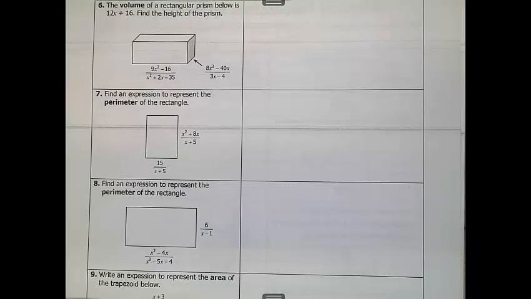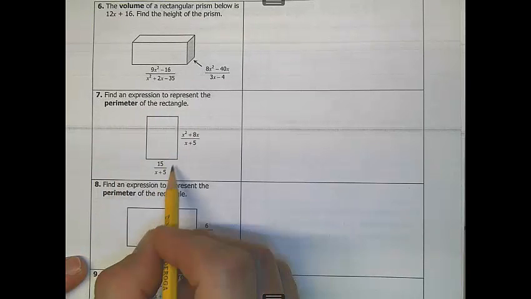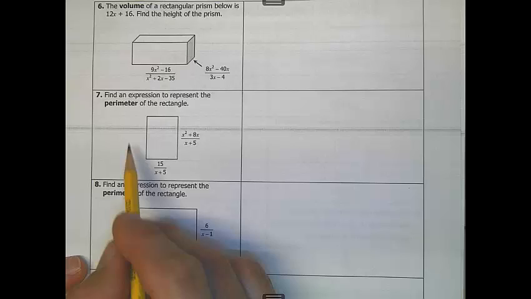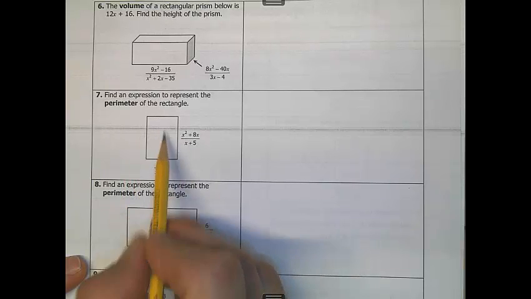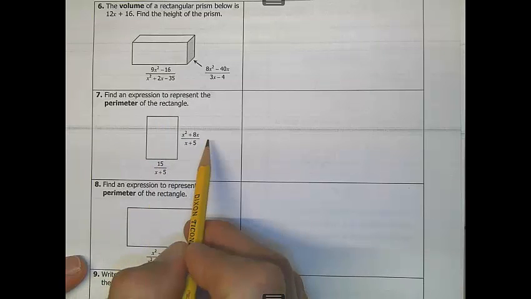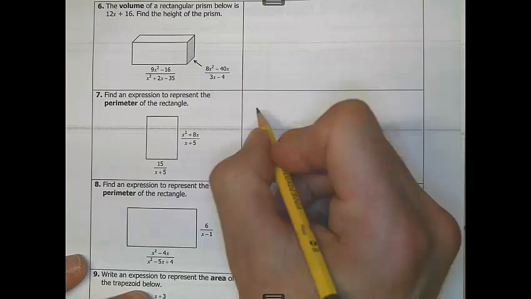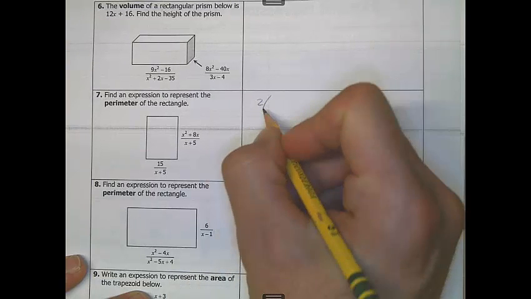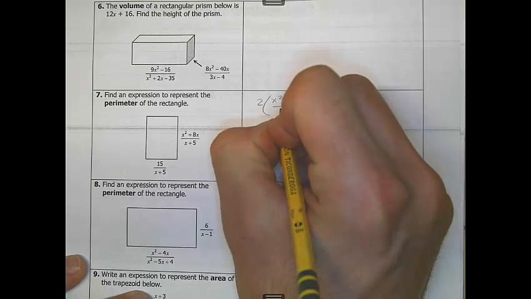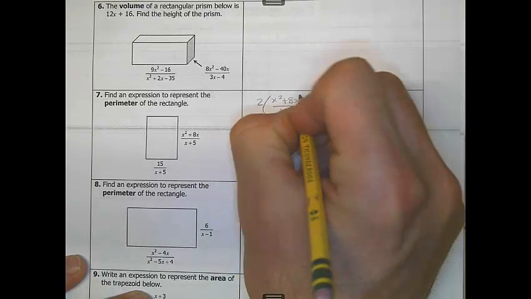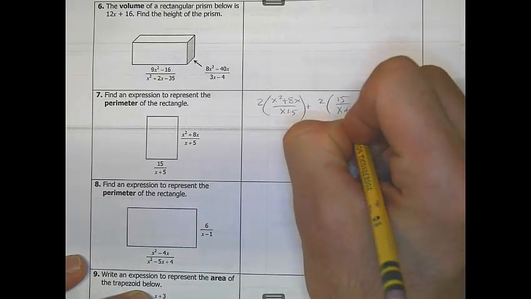Let's just try a few more here. Number 7, we want an expression to represent the perimeter. Perimeter, we just add up all the sides. And since these two sides are the same and the widths are the same, we're just going to double this and add them up. So you have 2 times this quantity, x squared plus 8x over x plus 5. And then we also have 2 of this quantity, 15 over x plus 5.